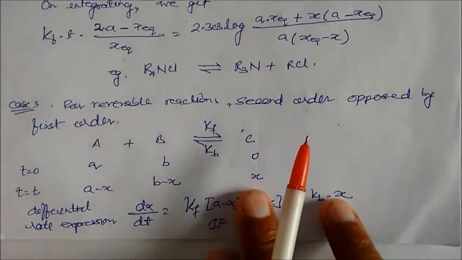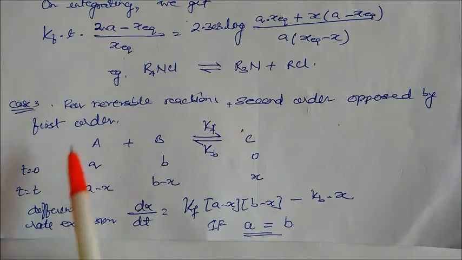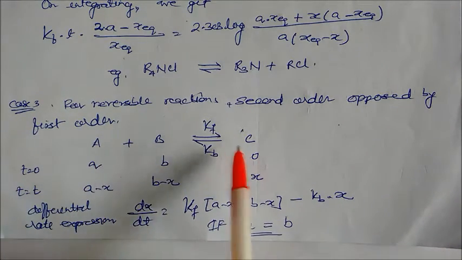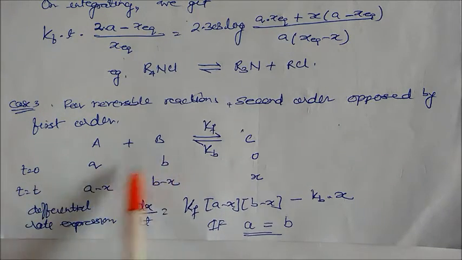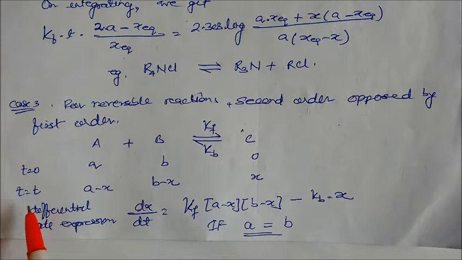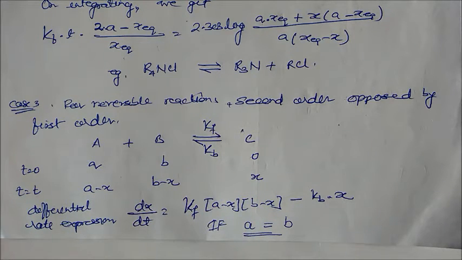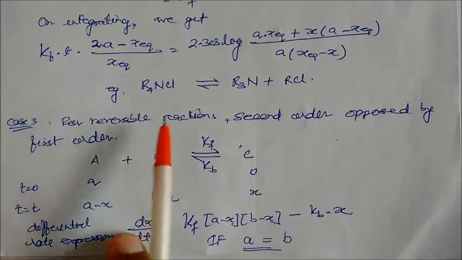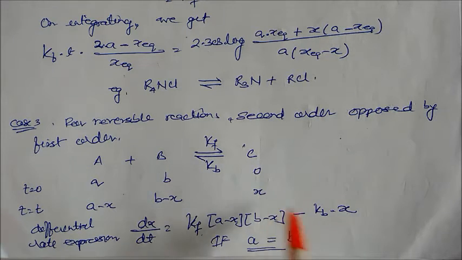Case number 3. For reversible reactions, second order is opposed by first order. So this is two second orders opposed by first order. In the same way we'll calculate. Initially this will be a, b, two different concentrations, this is 0, and at time interval t, this is a minus x, b minus x, this will be x. By using the differential rate equation, dx by dt is equal to Kf into the product of these concentrations minus Kb into x.